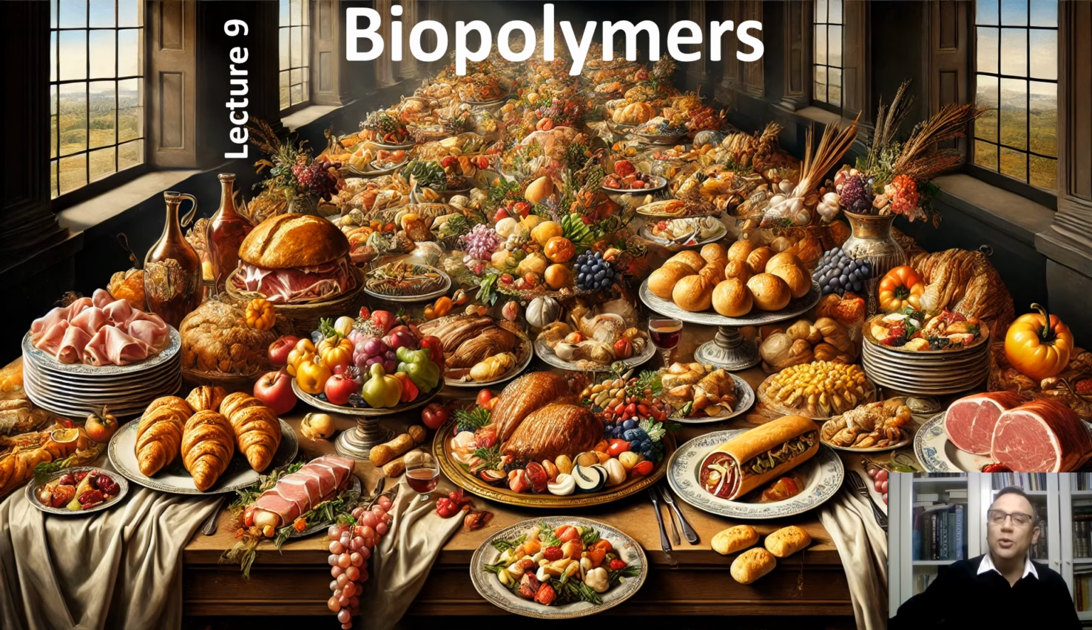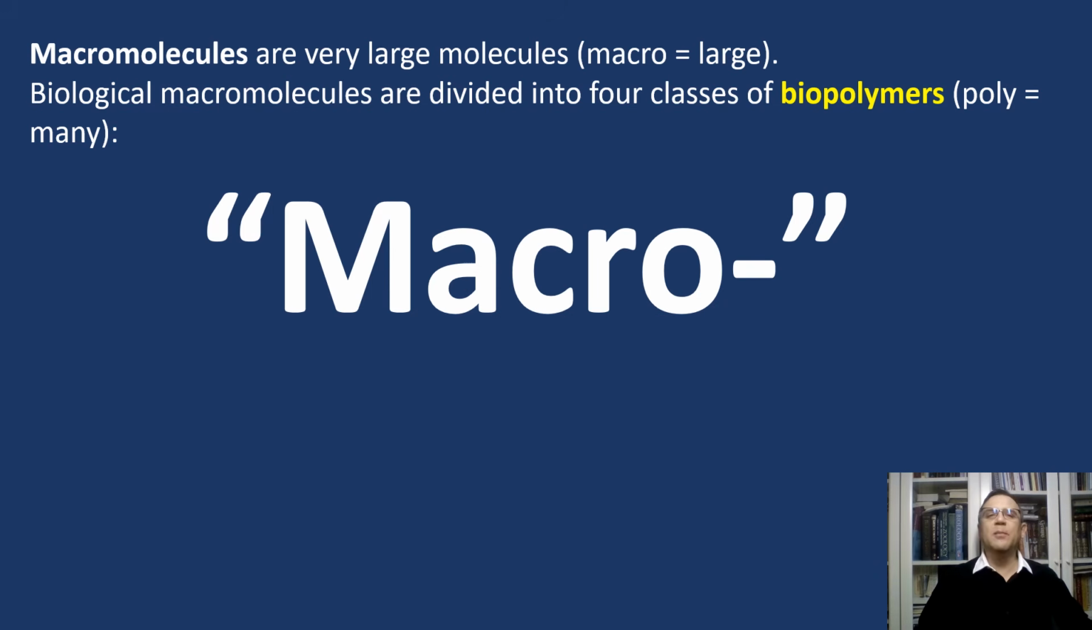Today we are going to talk about polymers, which are chemicals made by living organisms. Polymers are large molecules, also called macromolecules. The term macro means large. Biological macromolecules can be classified into four major types.